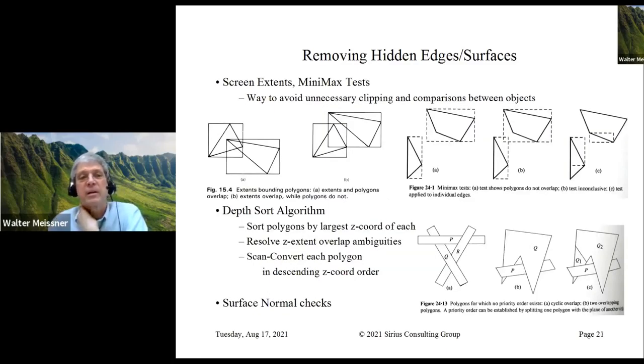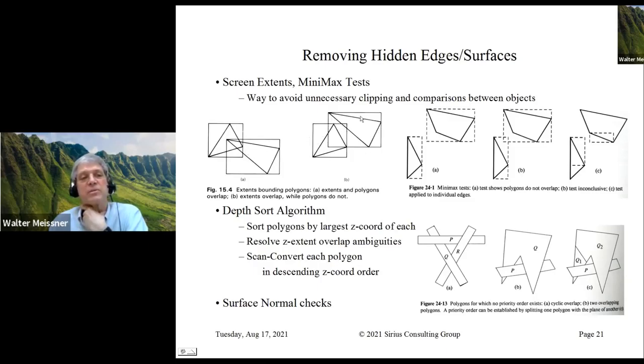Anyway, another way of removing hidden edges and surfaces is to use screen extents and min-max tests. The upper left here is two triangles overlapping. If you have 3 points, you can put a square around it, and that's like the maximum extent of the triangle. If the extents overlap, then you say, well, maybe the triangle is overlapping.